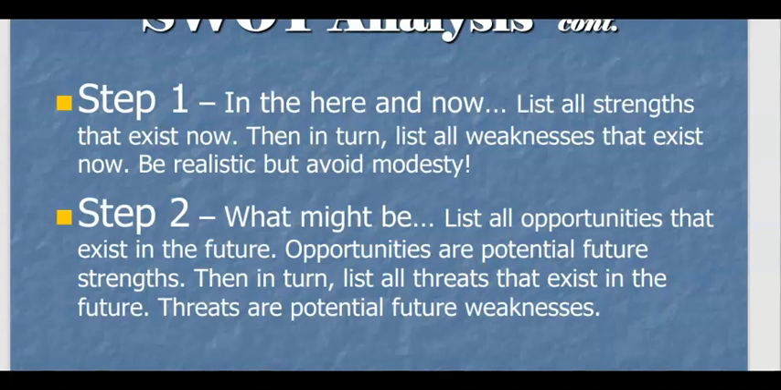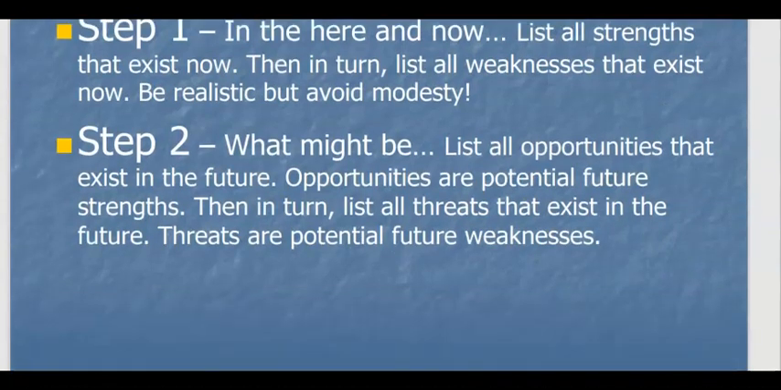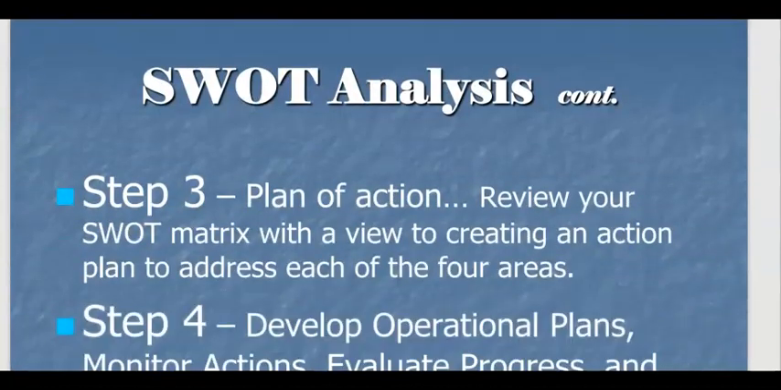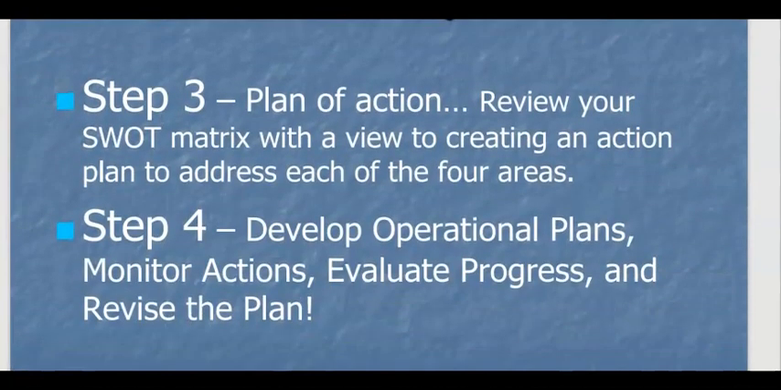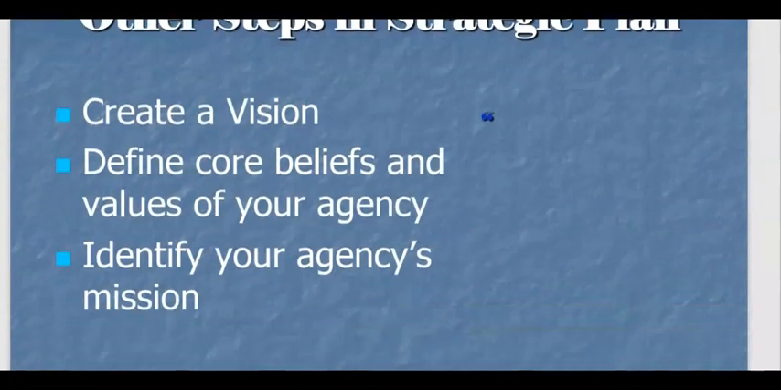Step 2 is what might be. List all the opportunities that exist in the future. Opportunities are potential future strengths. Then in turn, list all those threats. Step 3 is to develop a plan of action. And step 4, to develop operational plans, monitor actions, evaluate progress, and then revise that plan.